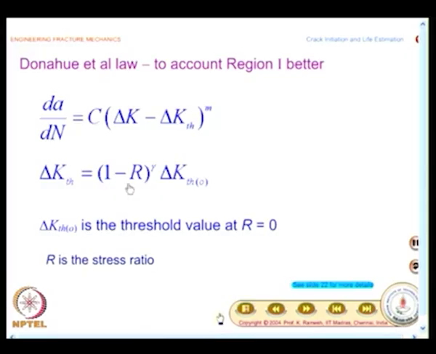We would see later that when R changes, delta K threshold also changes. So, this is given as (1 minus R) whole power gamma multiplied by delta K threshold when R equal to 0. So, when the mean stress is changed, the crack initiation stress intensity factor also changes. So, that is worrisome. So, you have this law to account for region 1 better. So, now we have region 1 as well as region 2. So, the natural extension is how region 3 can be handled.